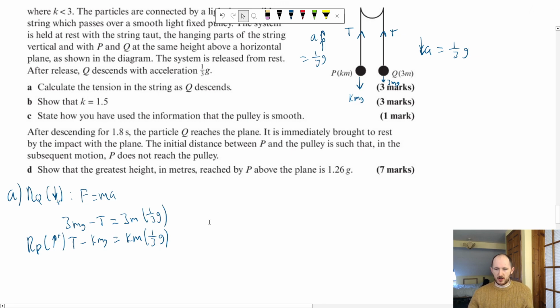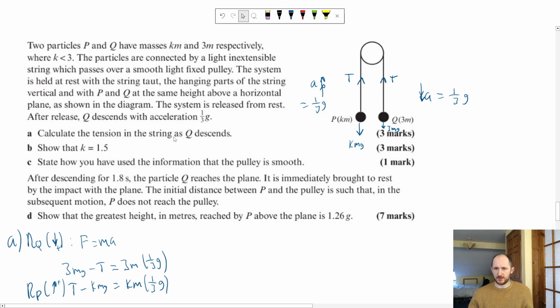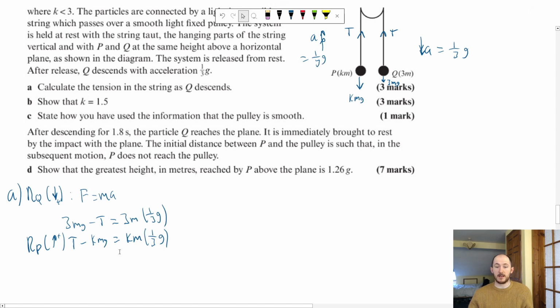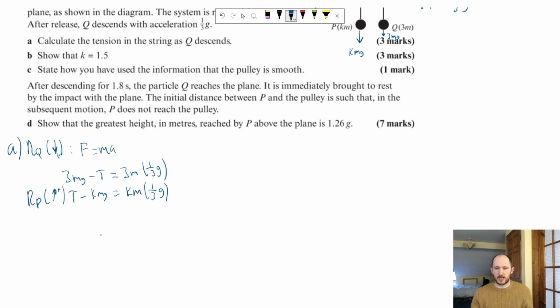So let's have a look at this, shall we? It says we need to calculate the tension in the string. So that probably means we may need to work out acceleration. Actually, no, we know what acceleration is. So we have two unknowns and two equations, don't we? So what we can do is add these two equations together, which I know is going to get rid of the tension, but let's have a look. 3mg minus kmg, so let's write that out.